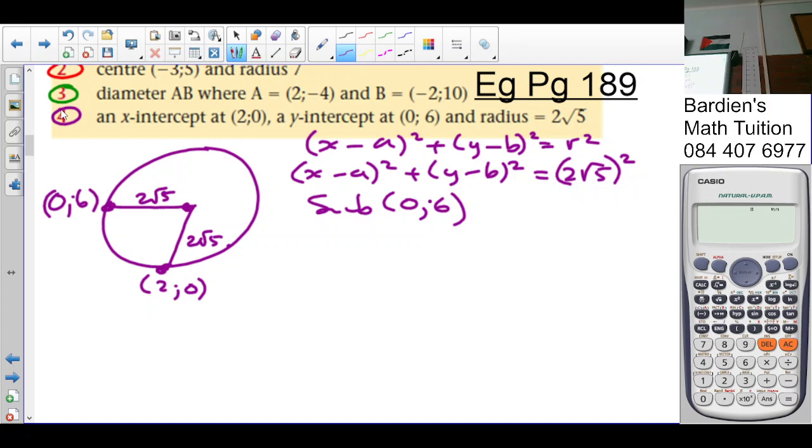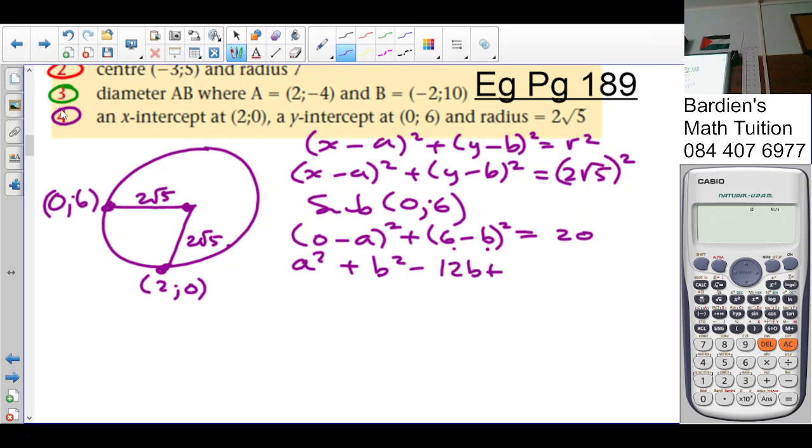Okay, so what do we get? (0 minus a) squared plus (6 minus b) squared is equal to 4 times 5, which is 20. So this is simply a squared plus b squared minus 12b plus 36 is equal to 20. So in other words, a squared plus b squared is equal to 12b minus, what's 20 minus 36? 16. This is equation 1. You will agree with that?